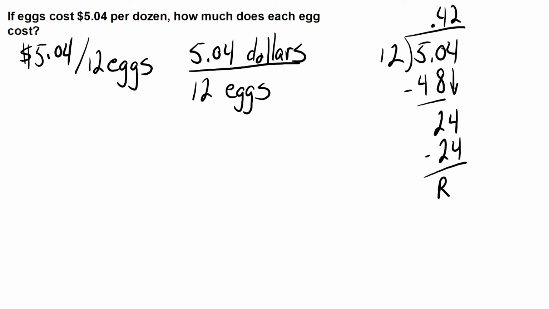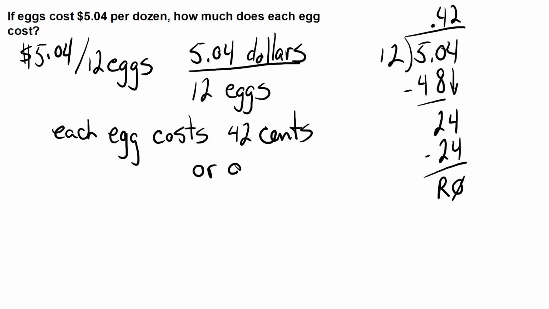Subtracting gives me a remainder of 0. So in this case, each egg costs 42 cents, or 0.42 of a dollar.